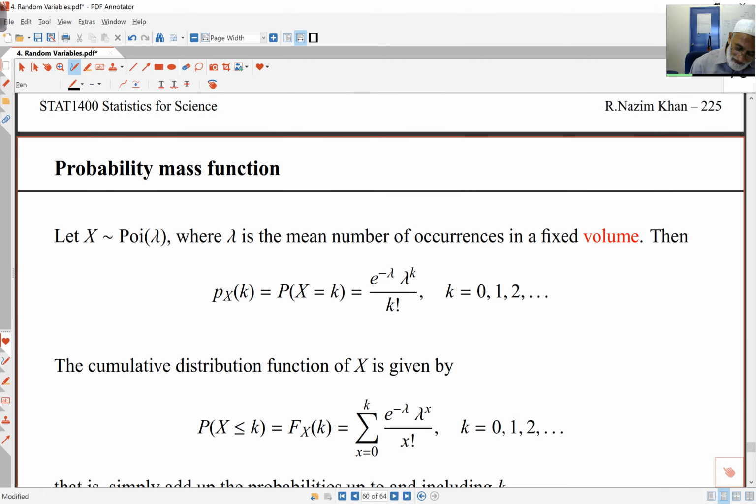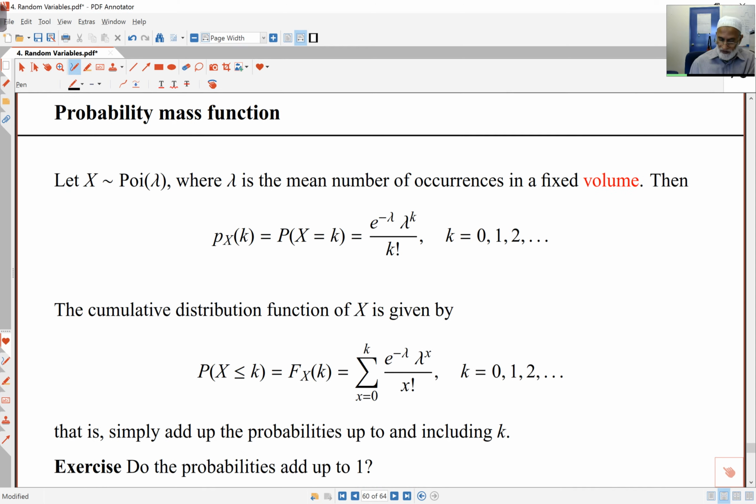So the probability mass function of Poisson is given by this formula. Lambda here is the Poisson mean. We write X ~ Poisson(λ). This means X has the distribution Poisson with parameter lambda here. The mean is lambda. So the probability of X taking the value k is e to the negative lambda, lambda to the power k, over k factorial, where k is 0, 1, 2, 3, and so on.